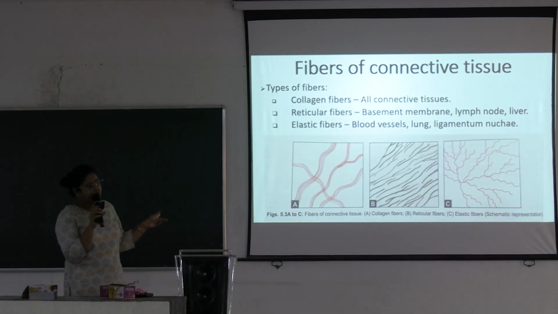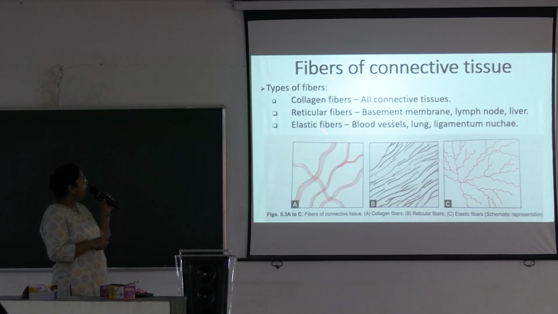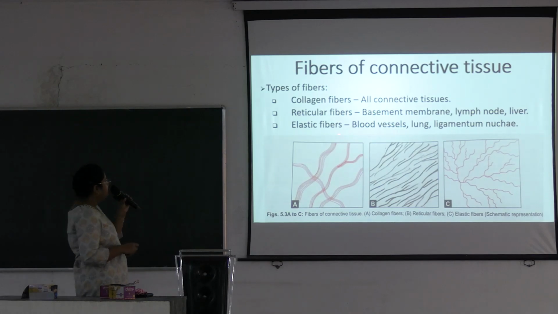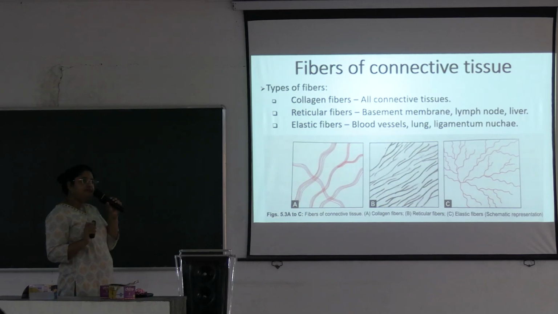From here only you have to draw. See here, these are collagen fibers. Collagen fibers are lying in bundles. You have to draw it with pink color, okay. And you draw it within a circle, not in a square box, okay. You draw within a circle. And these fibers are lying in parallel bundles and not much branching will be present.